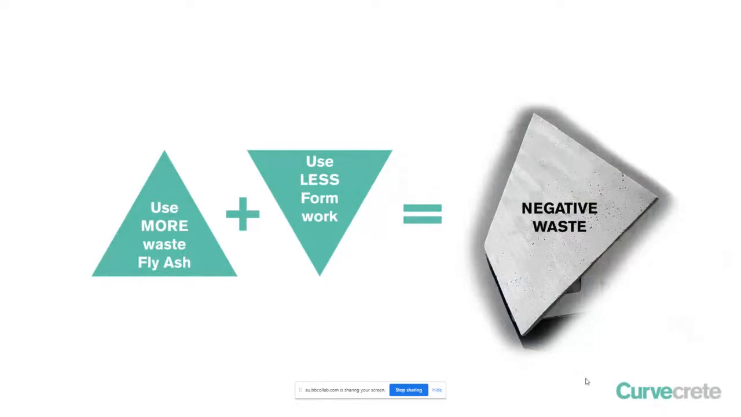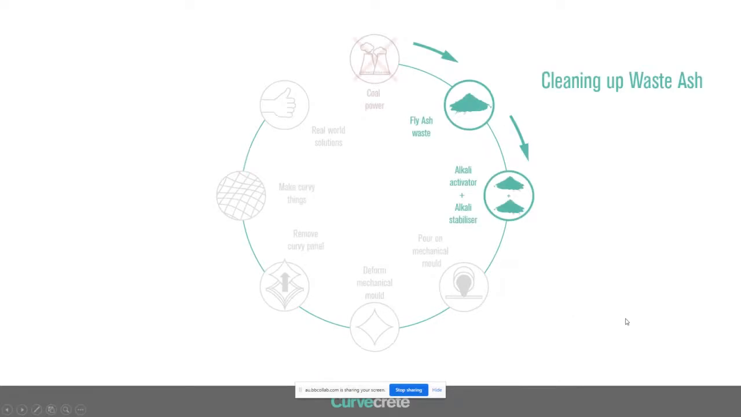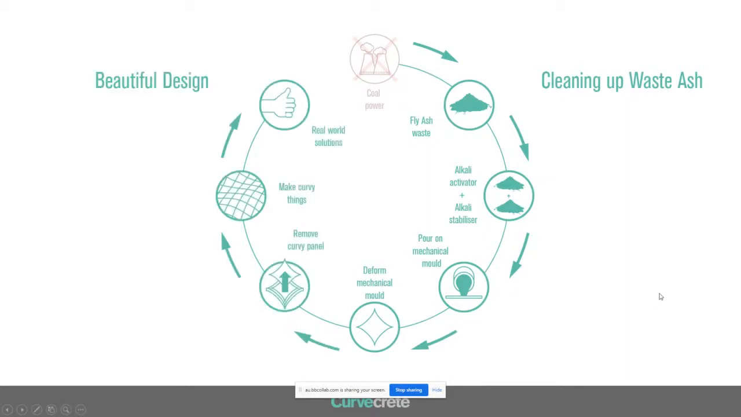So what we're trying to do is use more of the waste fly ash rather than standard Portland cement, and use less formwork. We can achieve that by using a robotic formwork. It's adaptive formwork that changes shape to create beautifully curved concrete panels.